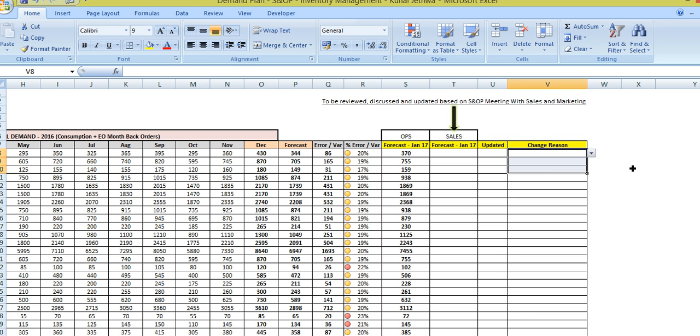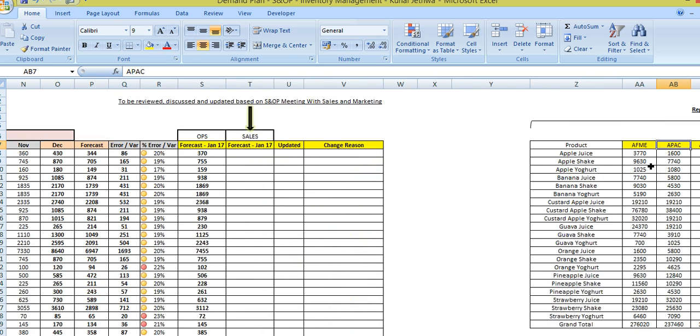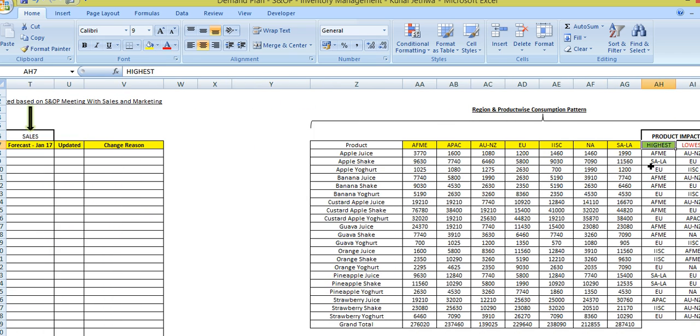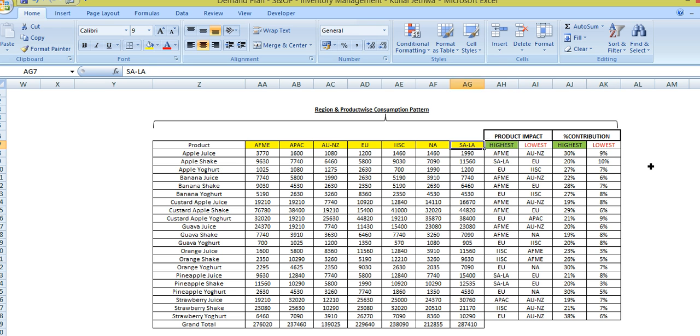We also have the provision of finding out who has been the highest seller across the period, and who has been the lowest seller, and what has been their contribution in the consumption. Okay, so product wise, region wise, and the consumptions.